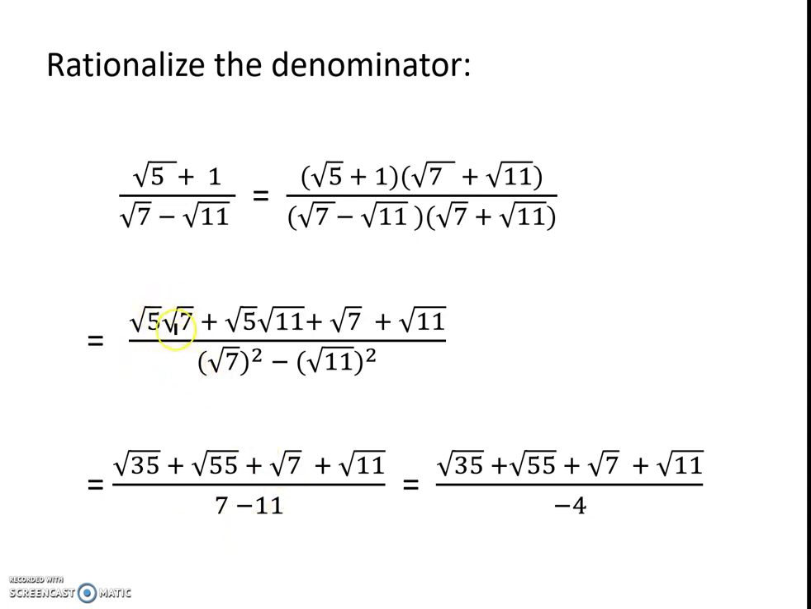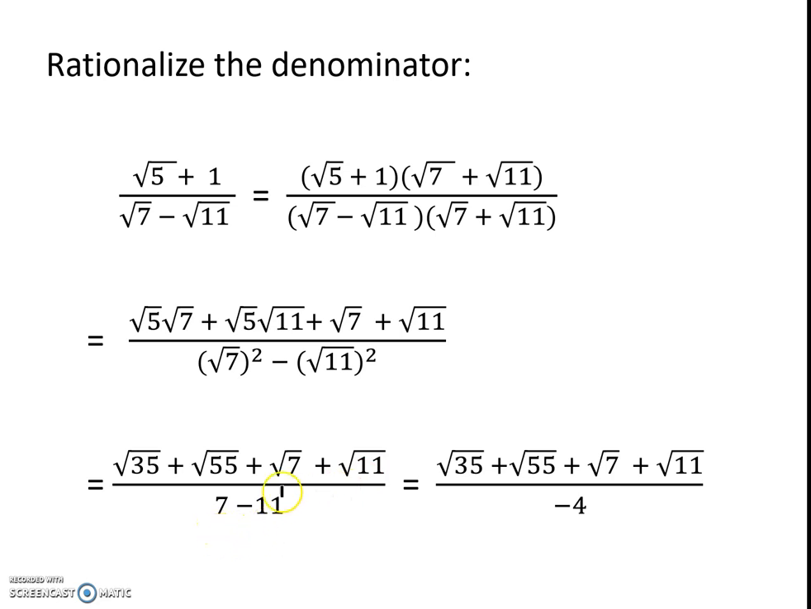When we take radical 5 times radical 7, we get radical 35. And radical 5 times radical 11 is radical 55. Then we have the radical 7 times 1, which is just the radical 7. And the radical 11 times 1 is just the radical 11 as well.